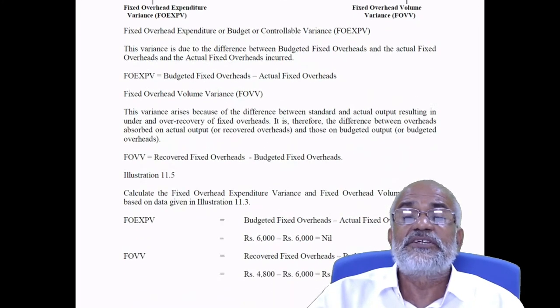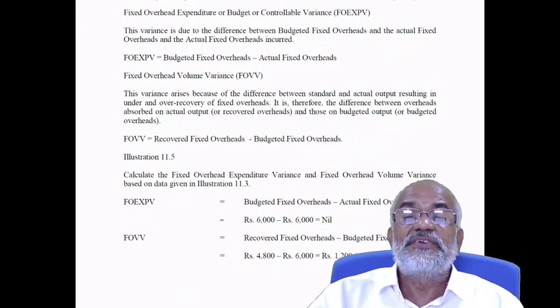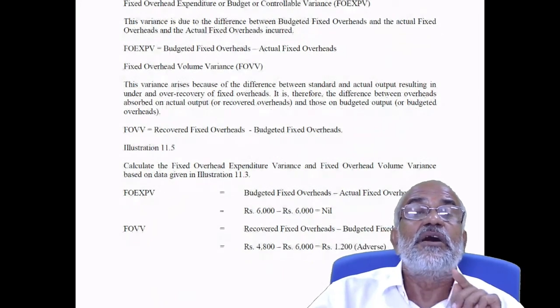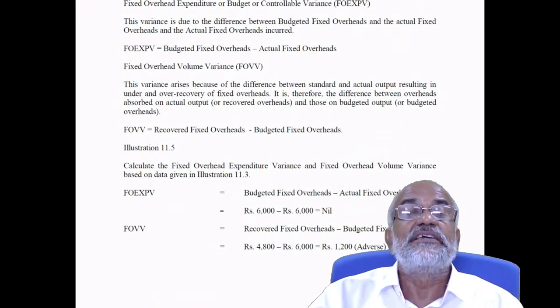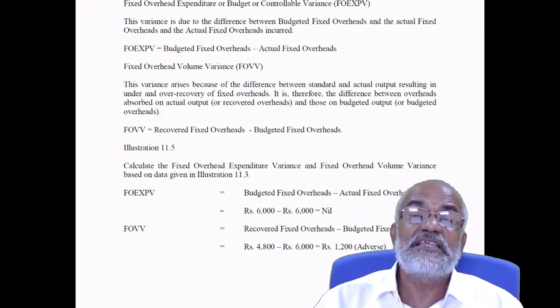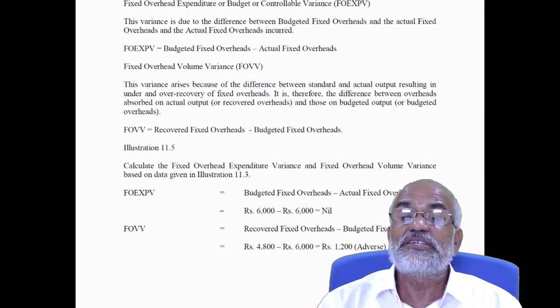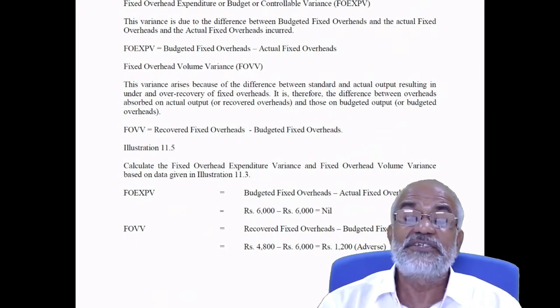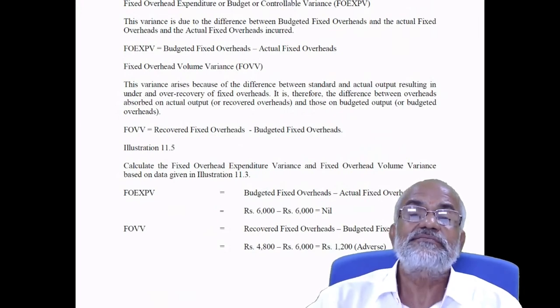Calculate the fixed overhead expenditure variance and the fixed overhead volume variance based on the data given in the earlier illustration, that is 11.3. The fixed overhead expenditure variance is the budgeted fixed overheads minus the actual fixed overheads, that is 6,000 minus 6,000, that would be 0. And the fixed overhead volume variance is the recovered fixed overheads minus the budgeted fixed overheads, that is 4,800 minus 6,000, it is adverse 1,200.